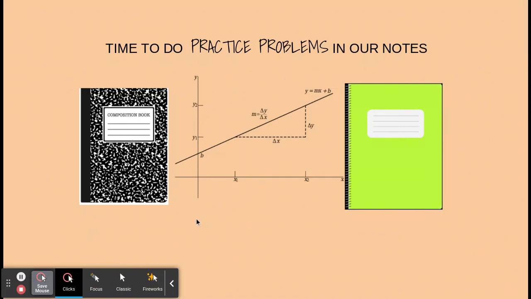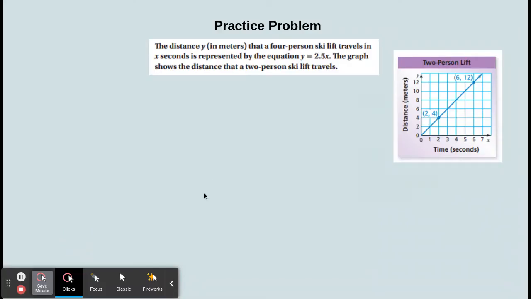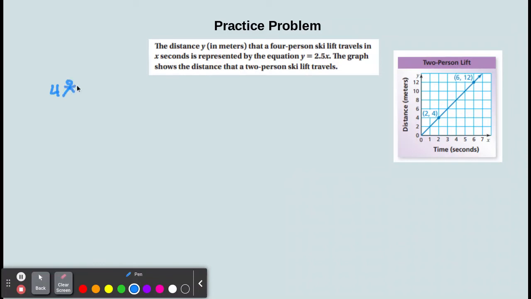Okay, now it is time for you to do one practice problem. Here we have a practice problem where the distance y in meters that a 4-person ski lift travels in x seconds is represented by this equation. So for the 4-person, y equals 2.5x. So the distance is 2.5 times the amount of seconds we go, x being seconds.